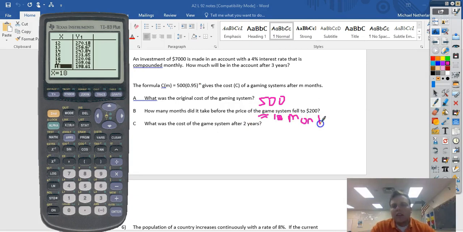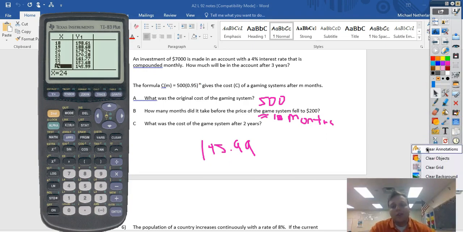Okay? What was the cost of the game system after 2 years? Okay, since we're already here, you could change 2 years to months and plug it in. But since we're already here, how many months is in 2 years? 24. So we're going to go down to 24 and just see what the game system costs. The game system cost $145.99. So after 2 years, the game system that originally cost $500 now costs $145.99. And that's always why you wait for Black Friday sales after something's been out even for a year or so. Because it's so much cheaper.